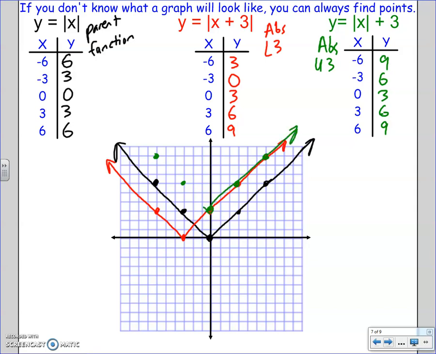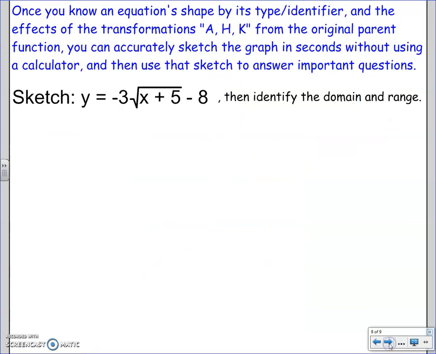So let's compare this green graph with the black graph. It's the same black graph, same slope, same width, same height. It's not stretched or anything, but it's just up 3. All right, 2 more slides.